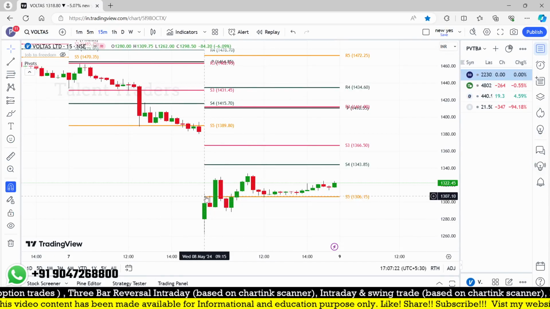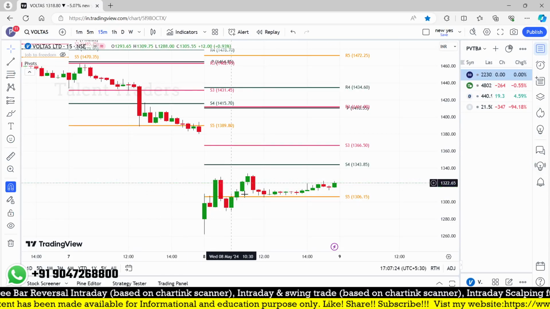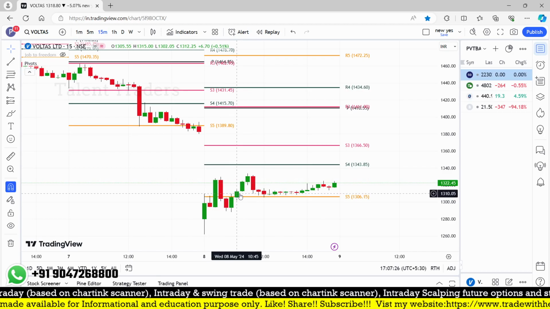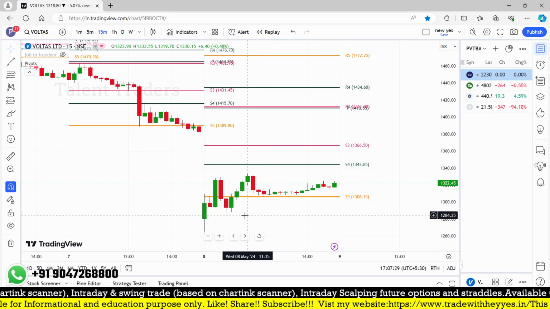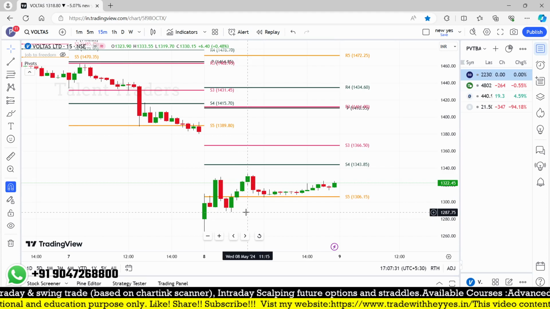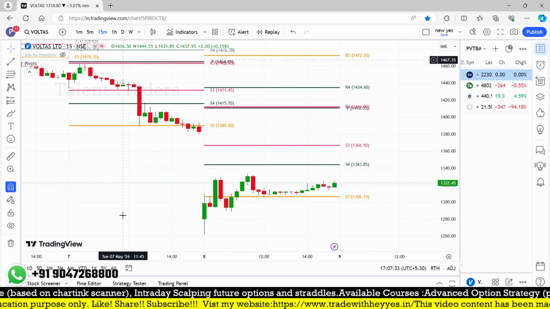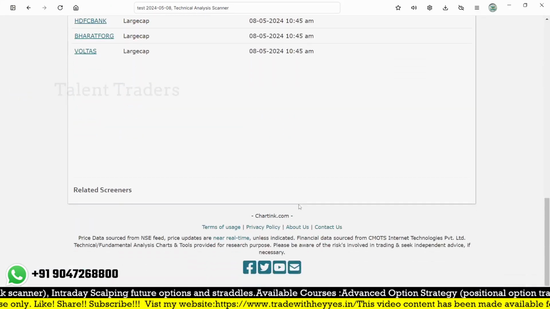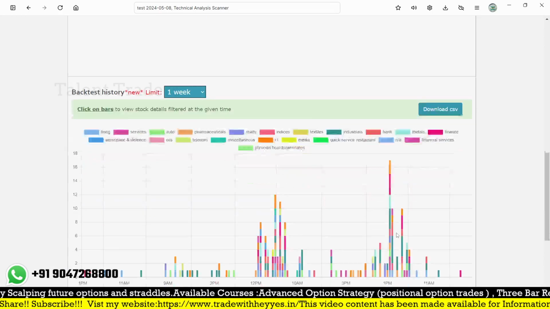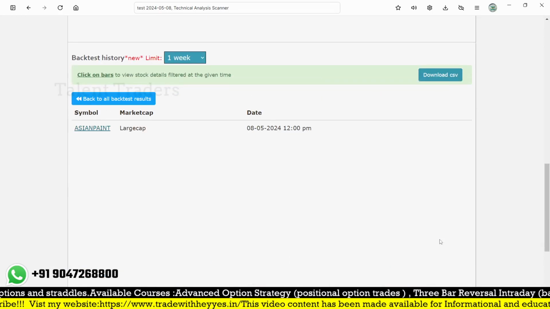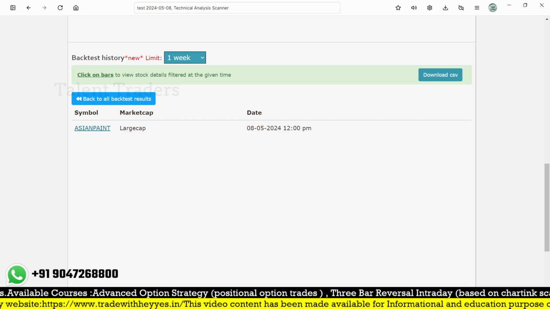One more time it is happening here at that high, and the second time it is happening here. This high could be a breakout somewhere around 1310, and maybe the low is a stop loss at almost 1287, and now it is closing at this level. Maybe with a higher time frame we can utilize this for positional also. And let me go for another chance, Asian Paint at 12 o'clock.